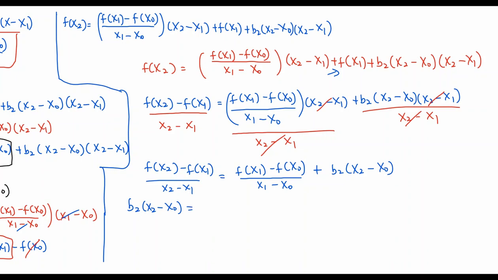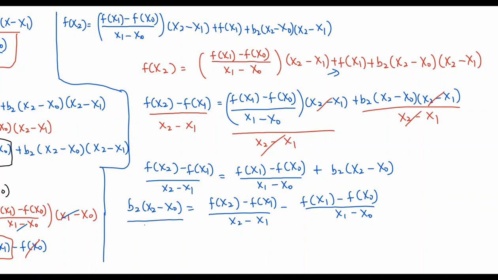This should be equal to f of x2 minus f of x1, divided by x2 minus x1, minus f of x1 minus f of x naught divided by x1 minus x naught. Okay, so this is what you have now. So now I'm going to divide all the terms by x2 minus x naught. So I'm going to have all divided by x2 minus x naught.